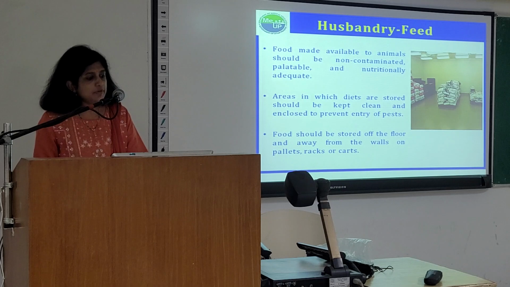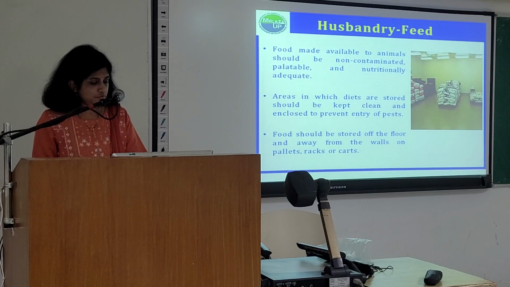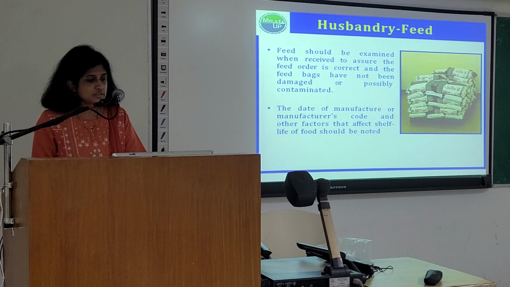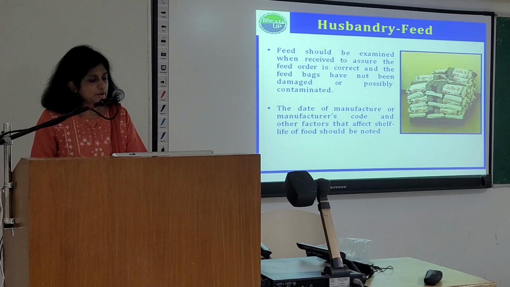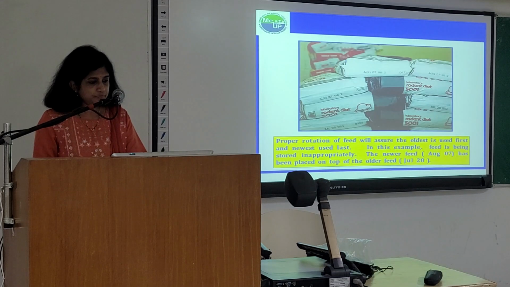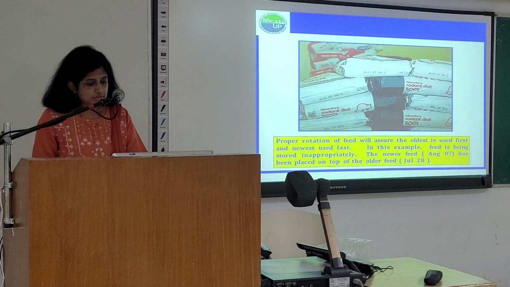Feed. Food made available to animals should be non-contaminated, palatable and nutritionally adequate. Areas in which diets are stored should be kept clean and enclosed to prevent entry of pests. Food should be stored off the floor and away from the walls on pallets, racks or carts. Feed should be examined when received to ensure that the feed order is correct and the feed bags have not been damaged or possibly contaminated. The date of manufacture or manufacturer's code and other factors that affect shelf life of food should be noted. Proper rotation of feed will ensure that the oldest is used first and the newest used last.